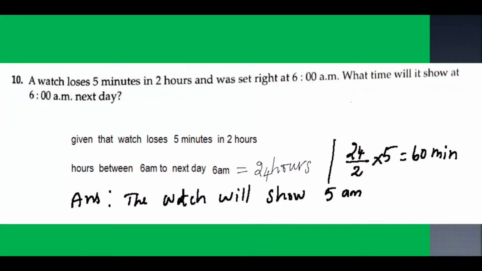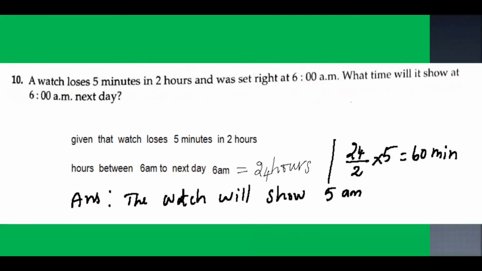A watch loses 5 minutes in 2 hours and was set right at 6 a.m. What time will it show at 6 a.m. next day? Given that the watch loses 5 minutes in 2 hours, the hours between 6 a.m. and next day 6 a.m. is 24 hours.